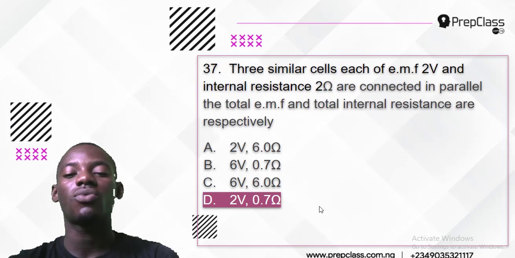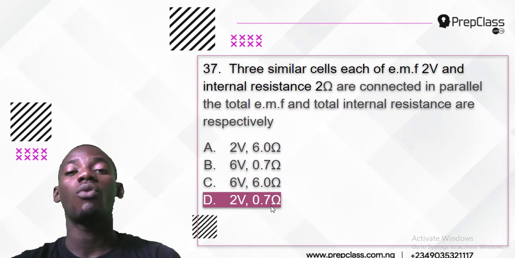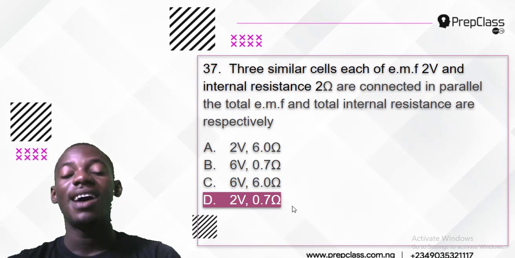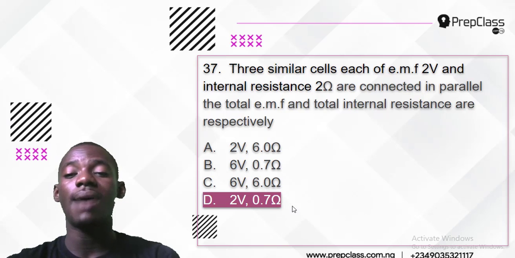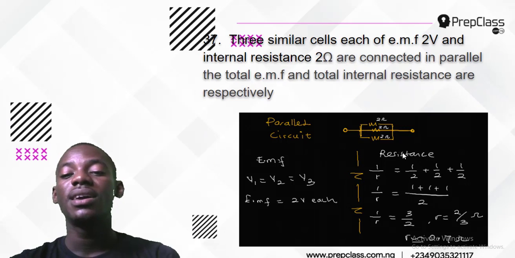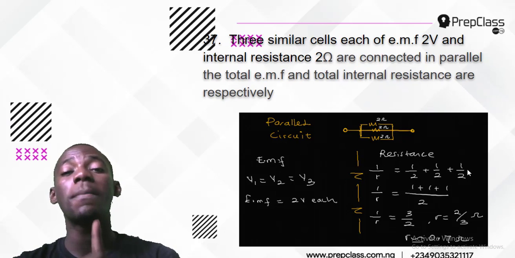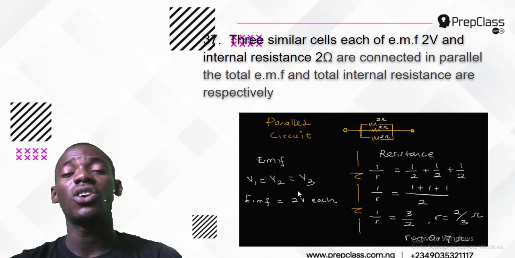And that is the answer to the question. 2 volts and 0.7 ohms. D is the correct answer. And that is the way you find it. Please don't forget how I did that. I did the resistance as 1 over R equals 1 over 2 plus 1 over 2 plus 1 over 2. This is how to find resistance in parallel. But if it is the voltage, it is just the same, and that is the answer to that question.